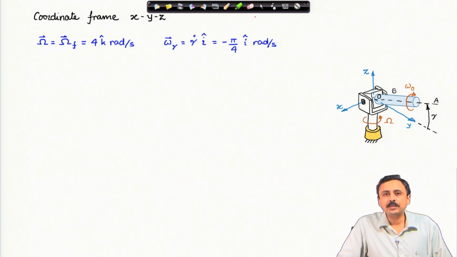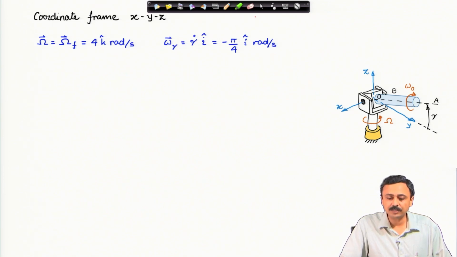Because of the change in gamma, there is an angular velocity of the axis and hence of the body. Now, omega gamma, because of change in gamma, is gamma dot I cap, that can be very easily seen, and that turns out to be minus pi by 4 I cap radian per second. Why minus pi by 4? Because it was specified in the problem that gamma is decreasing at a rate pi by 4 radian per second. Therefore, the angular velocity is minus pi by 4 I cap radian per second, and this is of the axis OA.